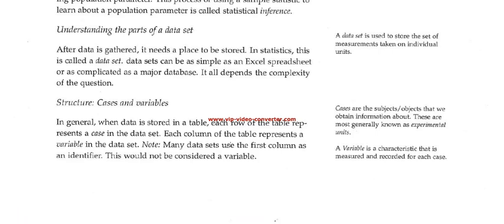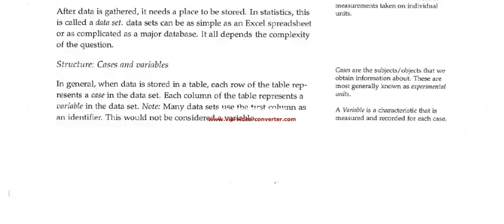Our first couple of terms in Chapter 1 deal with how a data set is structured, and they are cases and variables. When you're looking at a data set, the cases will be like the people or the objects, one per row of what you've looked at, and then the variables are the things or the attributes you've looked at for each of those cases.